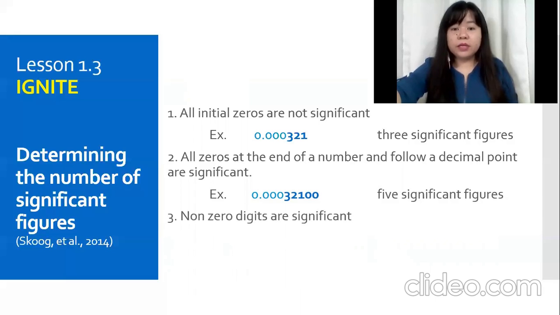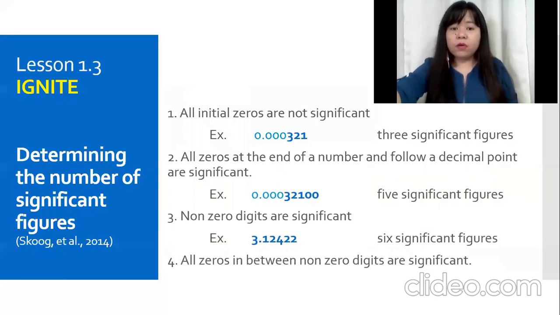Number 3, non-zero digits are significant. That's self-explanatory. Number 4, all zeros in between non-zero digits are significant. So in this case, we have 10 significant figures corresponding to 3, 2, 1, 4, 0, 0, 0, 5, 6, 0.